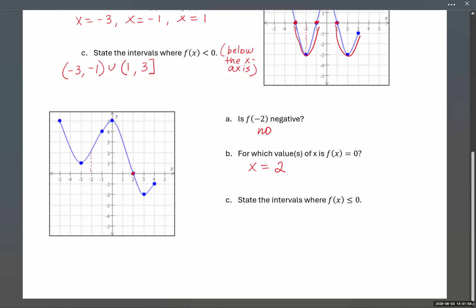State the intervals where f of x is less than or equal to 0. So it's still below the x-axis. But this time we're going to include the x-intercepts. Why are we including them? Because I have an equal sign right here, right next to the less than sign. So still the ones that are below the x-axis, but we're including the x-intercepts this time. So it is a bracket 2 and then 4 bracket.